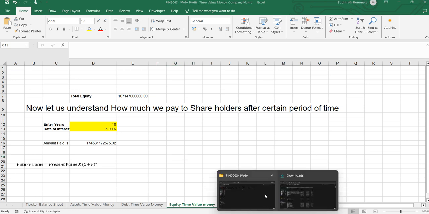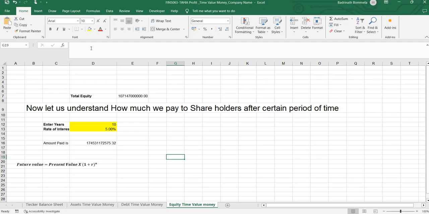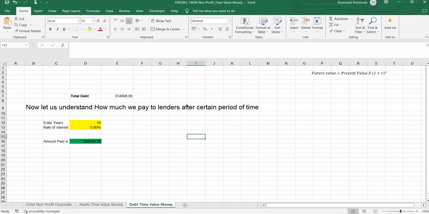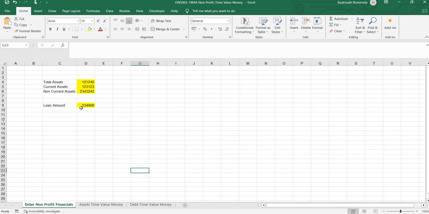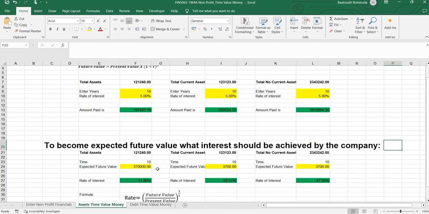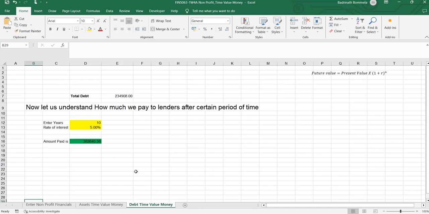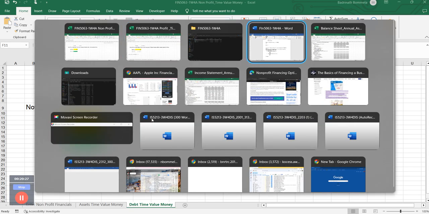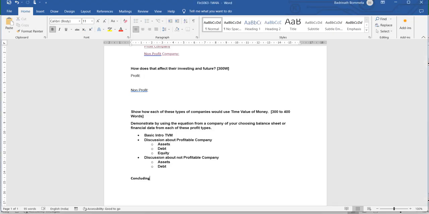Now, let us check with a non-profitable company. Usually for most non-profitable companies, we don't get financial details. So what I did is I created my own values for assets, non-current assets, current assets, and loan amount. You just change these values according to your understanding. Now the same formula is used for assets, and similarly we address the debts. Based on this, you can say that a non-profitable company can assess its assets and debt values by using the time value of money concept.